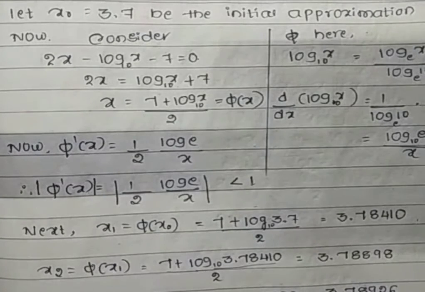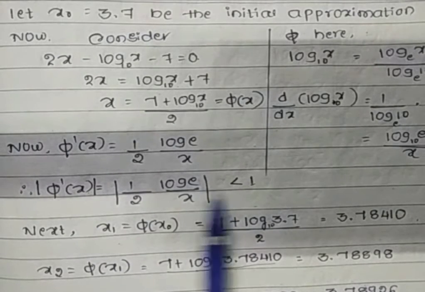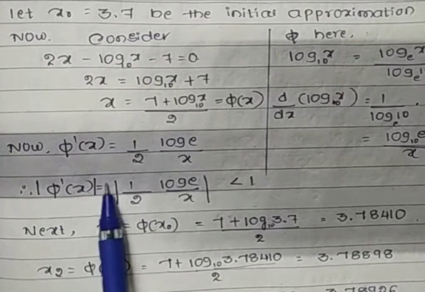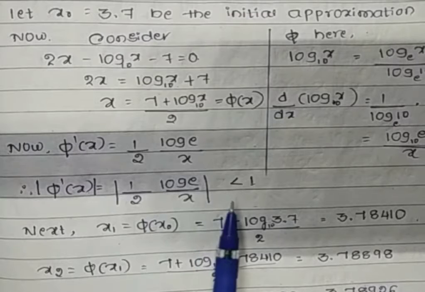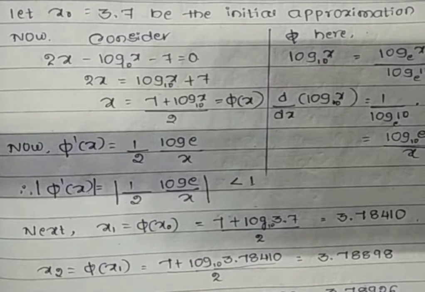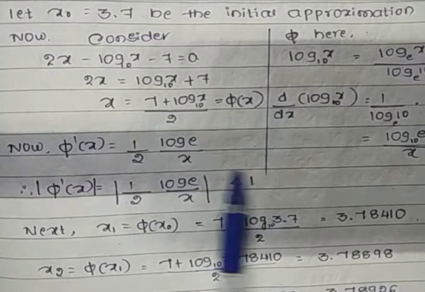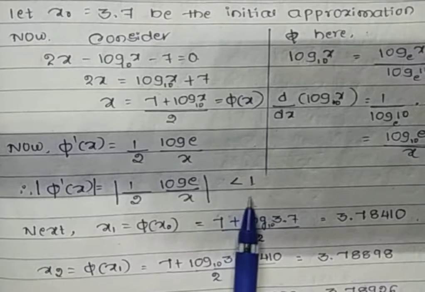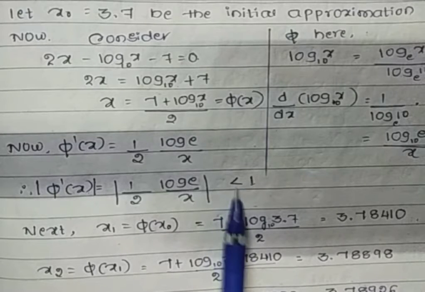So based on that concept, directly we can write here that mod of phi dash of x is less than 1. No need to mention the exact value. What is its value? It is not required. We just need to verify whether it is less than 1 or not.